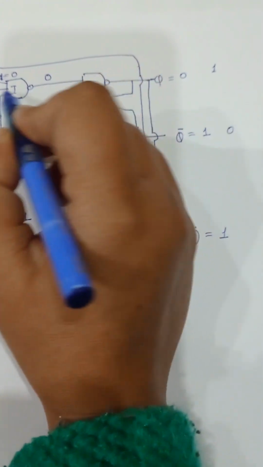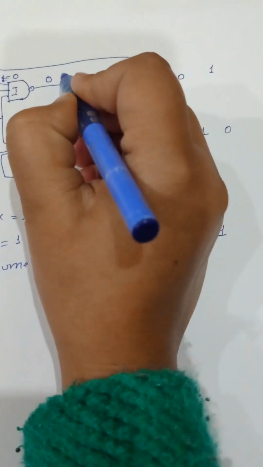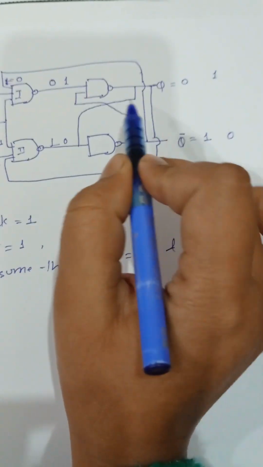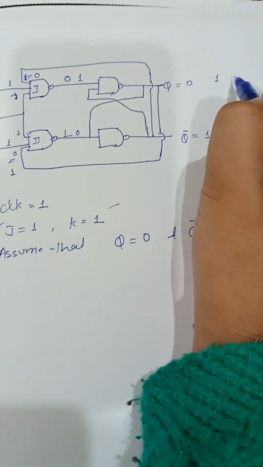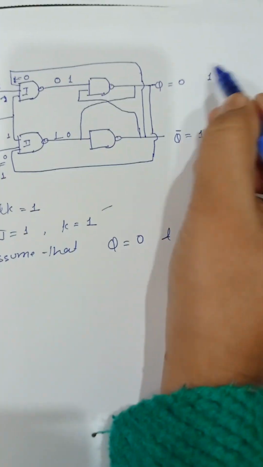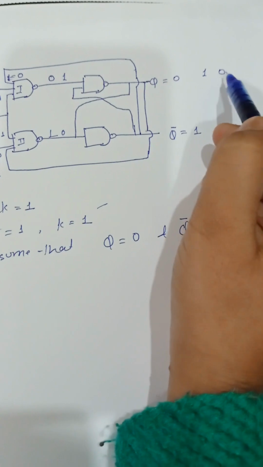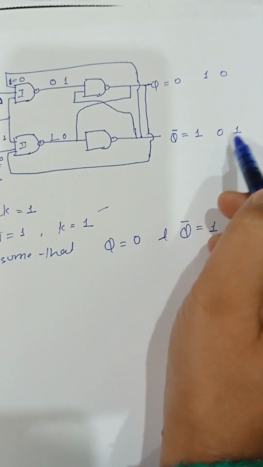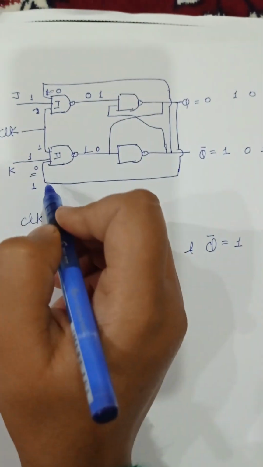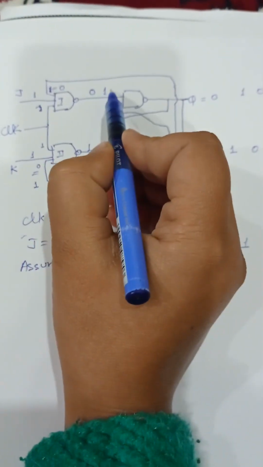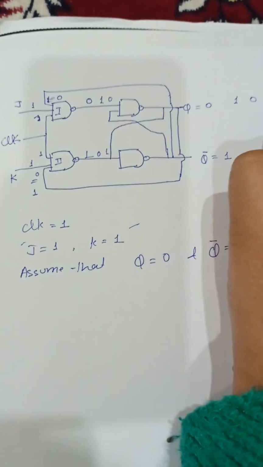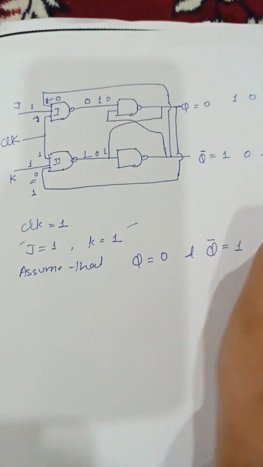So now the output of these two NAND gates is 1 and 0. Whenever you're giving this to this SR latch, the output is now 0 and 1. So here you can see that the values of Q and Q complement are changed from 1 to 0, and 0 to 1. Now if you are giving the input to these two NAND gates, the output is again changed, that is 0 and 1. So for 0 and 1, the output is 1 and 0.